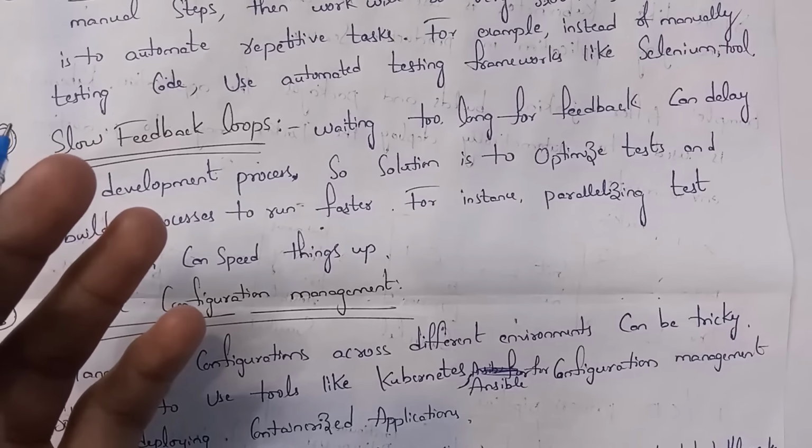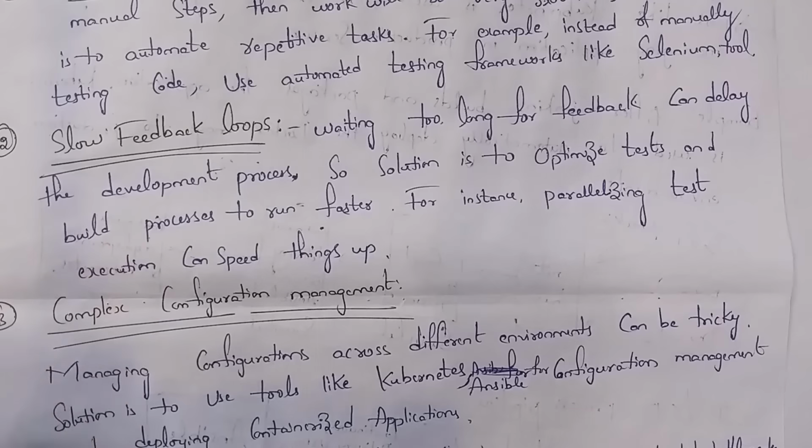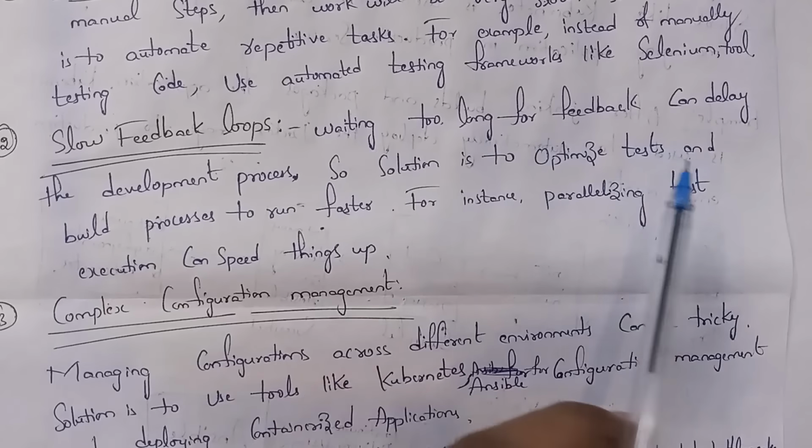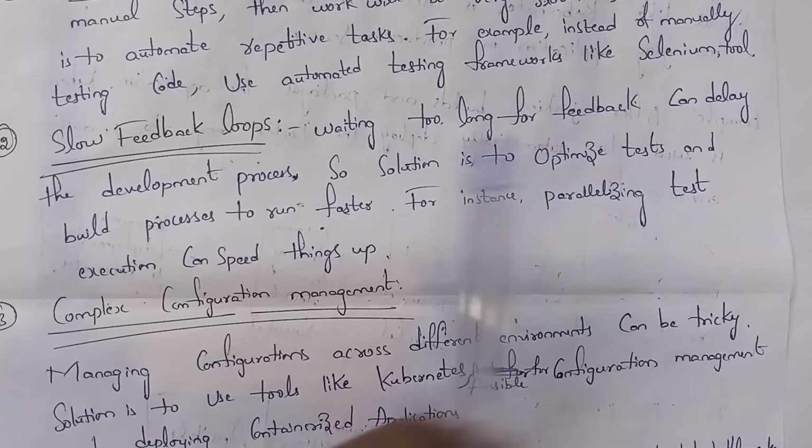Second one is slow feedback loops. Guys, whenever any person gives us a project, then immediately we need to develop that project and we need to release that project. So if we release the application immediately, then the user can easily identify and then he may give some changes. So waiting too long for feedback can delay the development process. So the solution is to optimize the test and build process to run faster. So if we develop the application very fast, then immediately we will get feedback from users.